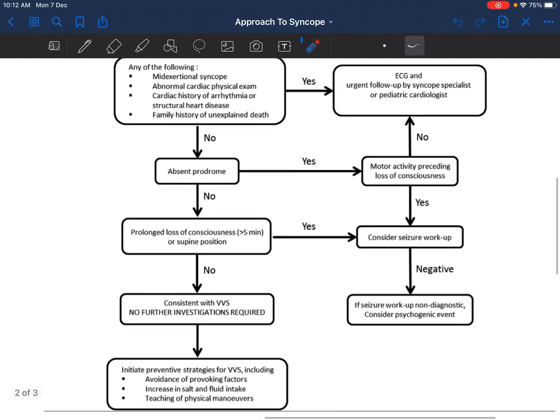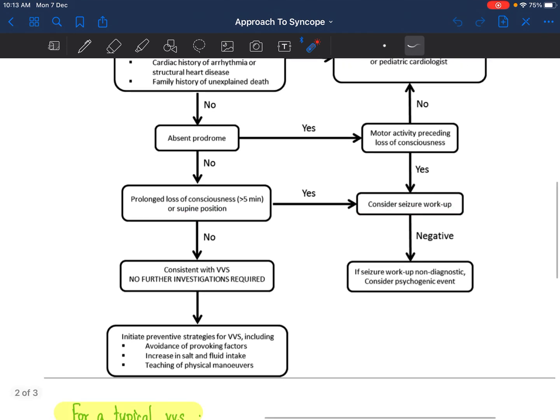Suppose a prodrome was present, but there was a prolonged loss of consciousness or the episode happened in a supine position. You should consider a seizure workup. If these are also not there, then the presentation is consistent with vasovagal syncope and no further investigations are required. No further investigation as in no ECG, no EEG, no neuroimaging.